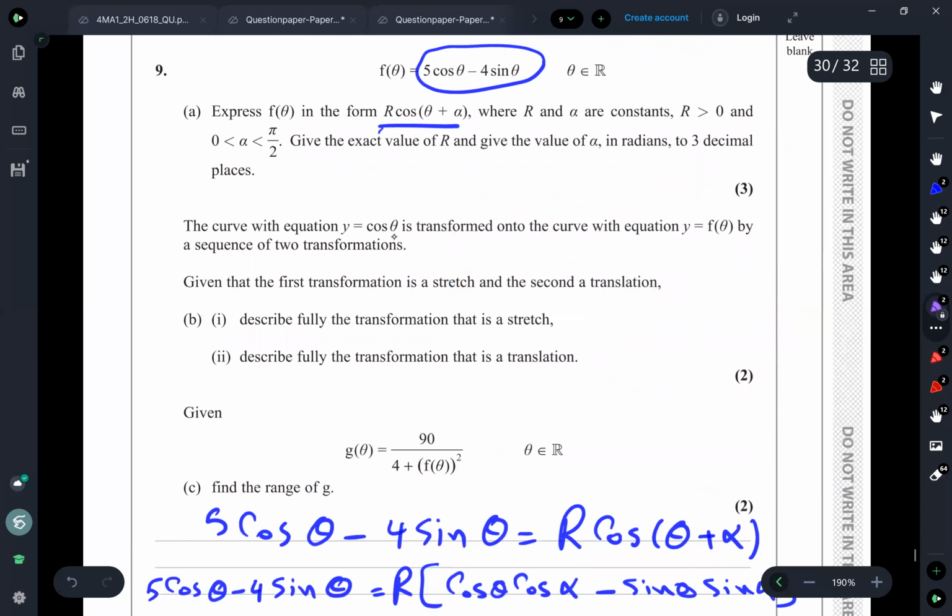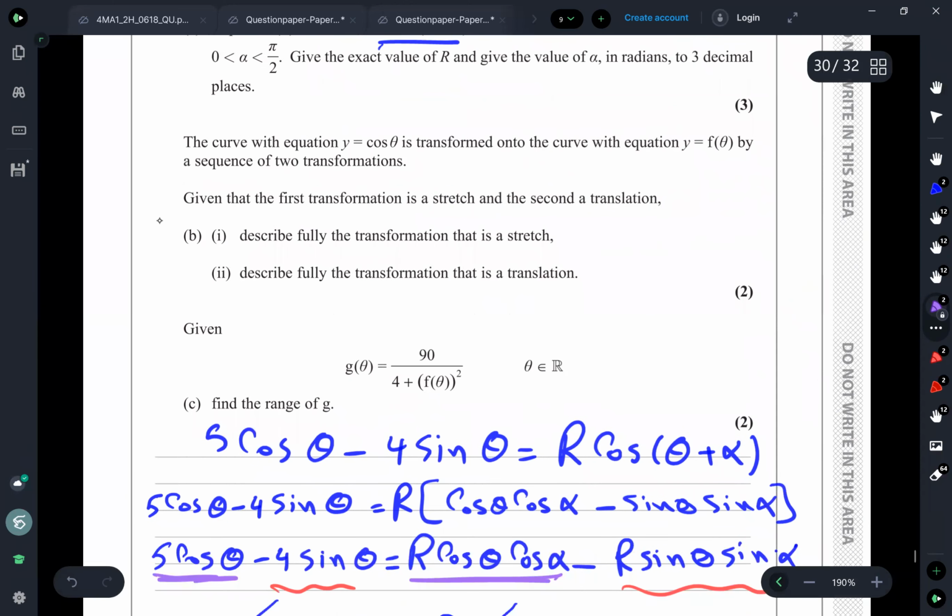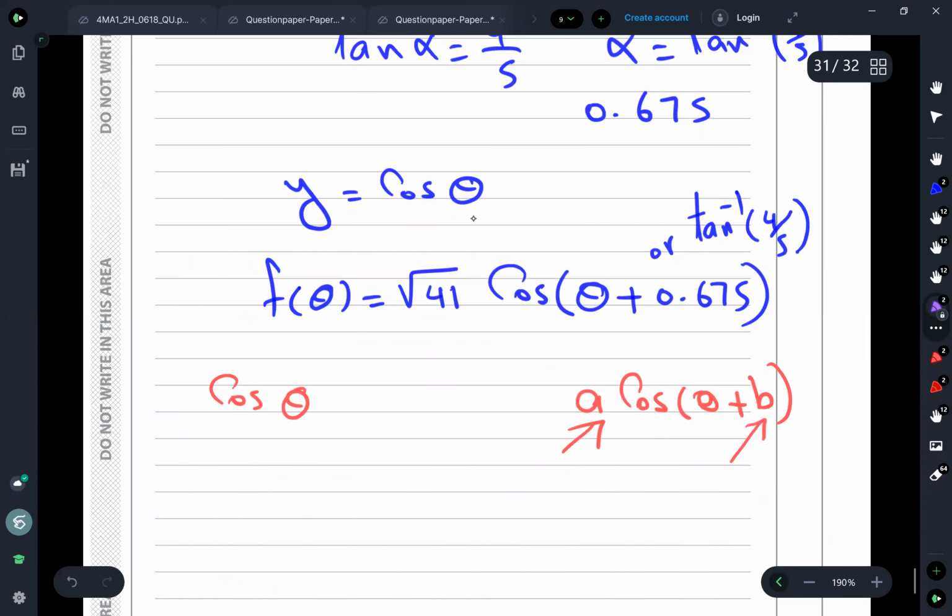The curve with equation y equals cosine theta is transformed into the curve f of theta by a sequence of two transformations. One is a stretch and the other is a translation. It's given that the first transformation is the stretch. So how do we describe this stretch? By mentioning the scale factor, which is this value, and the direction, which is parallel to the y-axis. When we multiply the whole function by a value, this is called a stretch parallel to the y-axis.